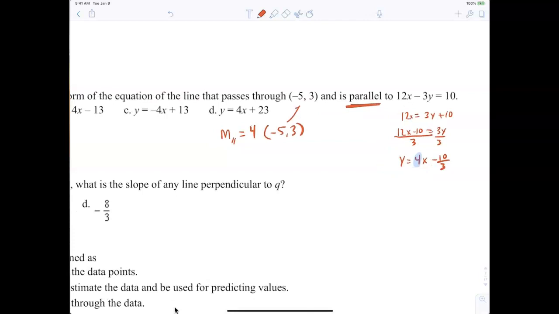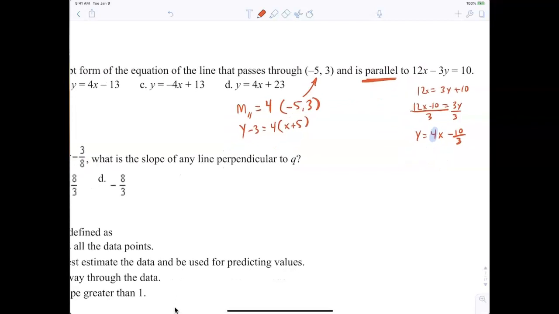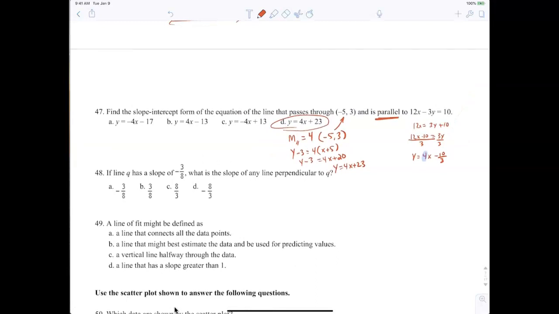All right, from here, so now I'm just going to write y minus 3 equals 4 times x plus 5. And now distributing, y minus 3 equals 4x plus 20. So adding 3, y equals 4x plus 23. So that's D. All right, correct answer for 47 is D.